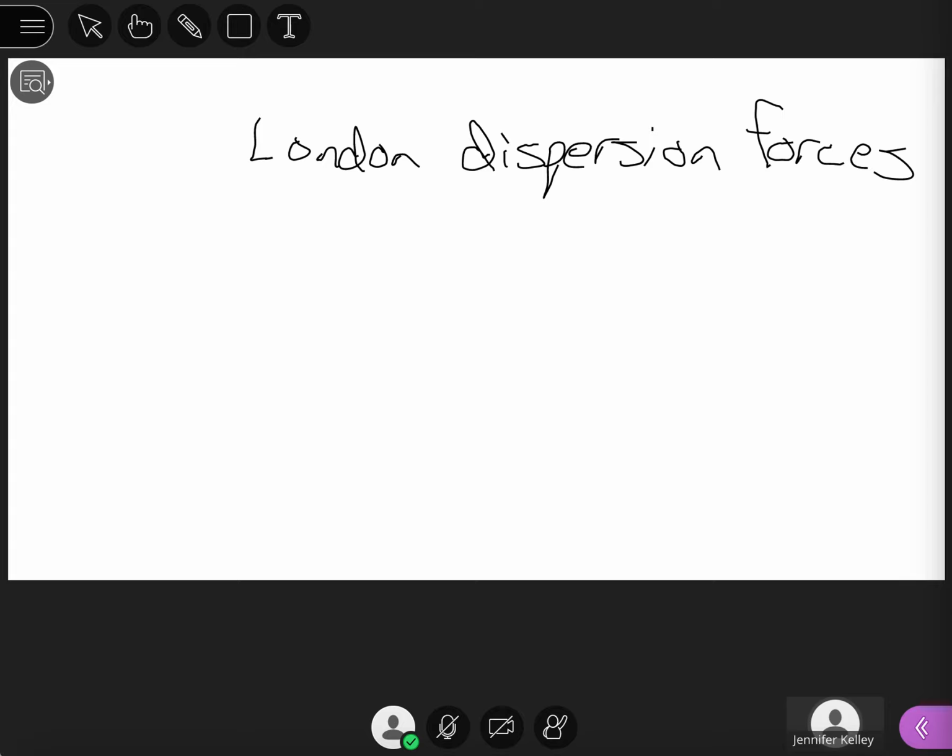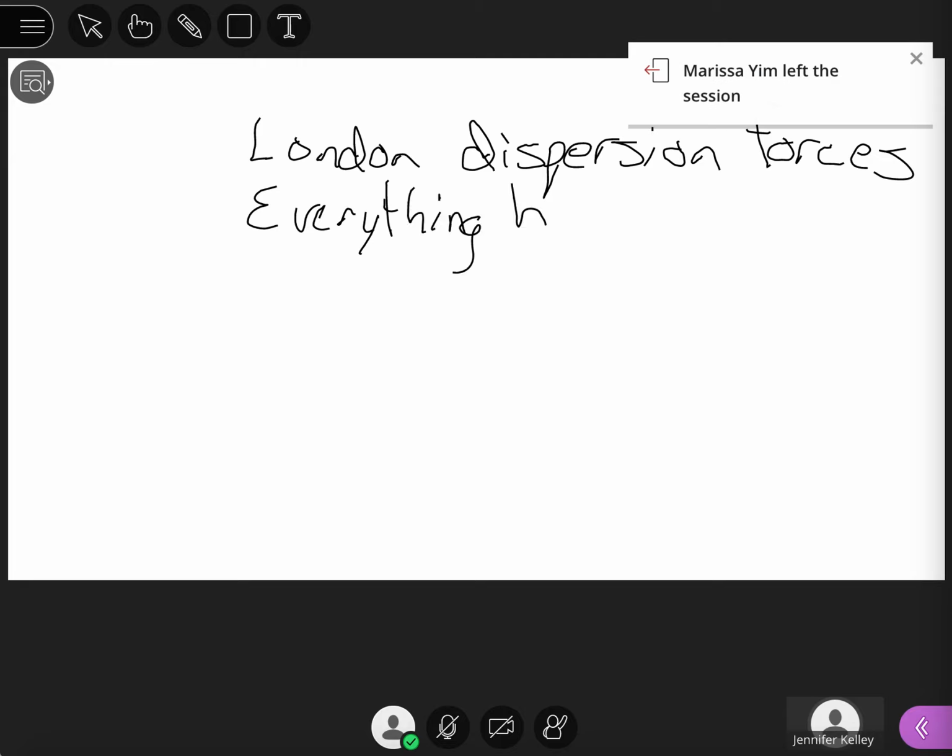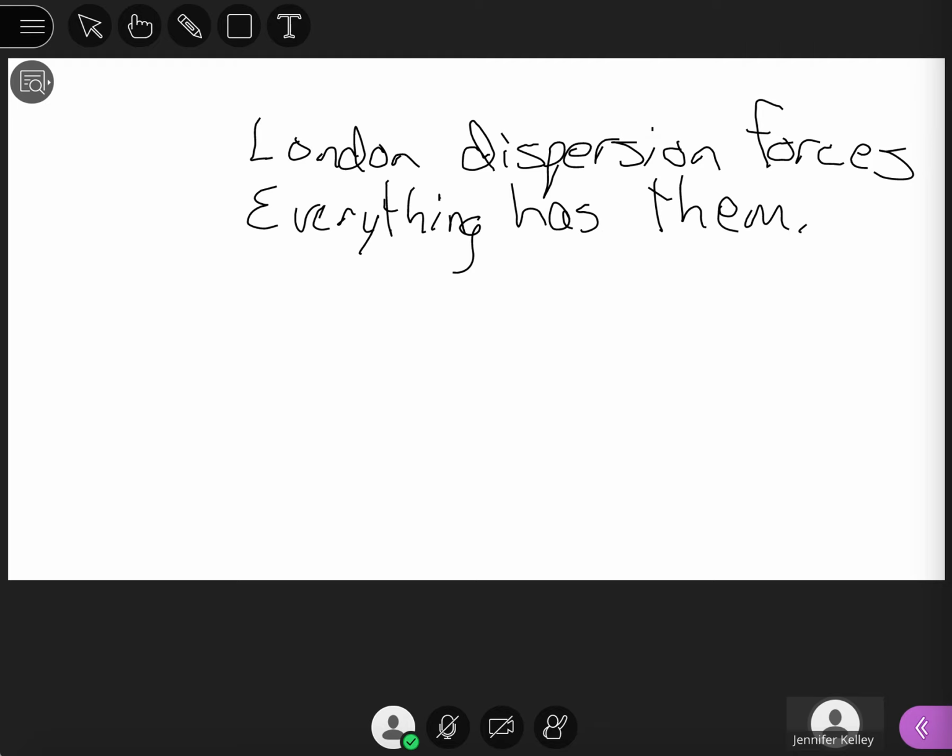All right. So let's do London dispersion forces. All right, so everything has them. They kind of remind me a little bit of static electricity. If you have a balloon and you rub it in your hair and then you put it near the wall, a lot of times it'll stick to the wall. It sticks to the wall because of static electricity.